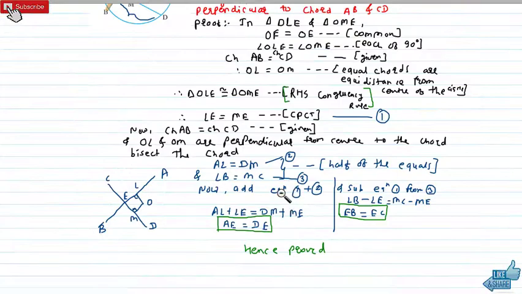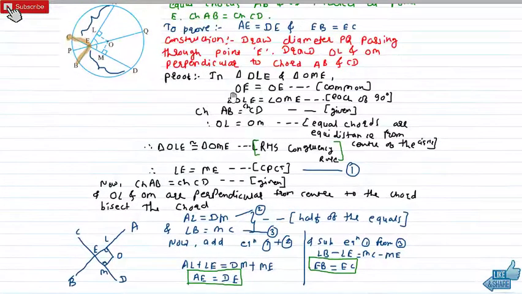See what we have to prove. AE is equal to DE, and EB is equal to EC. So how do we prove it? We divide this complete theorem into two parts. The first part is to show the triangles are congruent, and then we get LE equal to ME, that is equation number 1. In the second part, we say that chords are equal, so the perpendicular distance bisects the chord. So if they bisect the chord, then their halves are also equal, and we just add equation 1 and 2, and subtract equation 1 from equation 3, and then we will get the result.